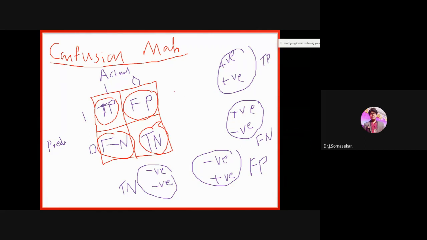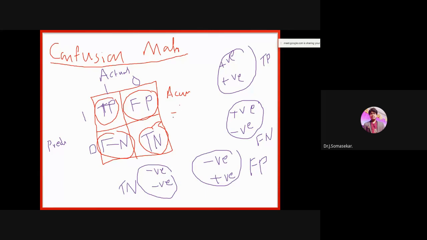Now, what is the accuracy? Of course, we have sensitivity, specificity, true positive rate, false positive rate. So many measures are there. No need to worry about all those things now. In your free time, you can refer to them. I am just showing how to calculate accuracy. So accuracy is nothing but here.